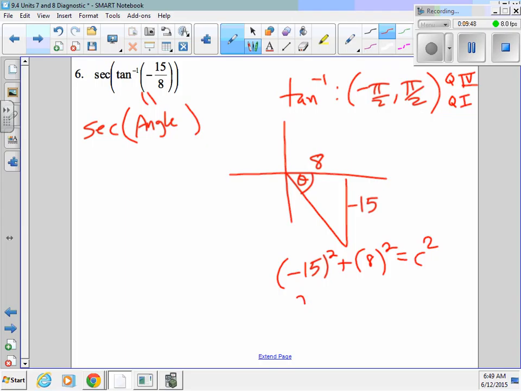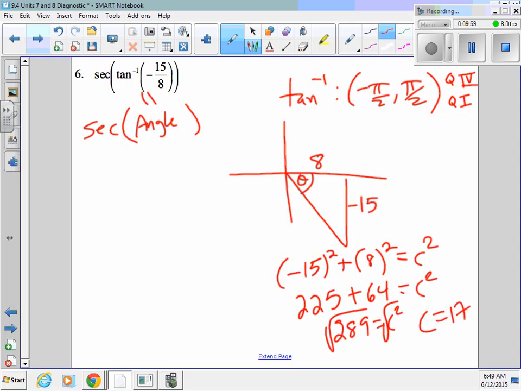So negative 15 squared is 225. 8 squared is 64. 225 and 64 are 289. Take the square root. C is 17. So now I have the secant of the angle. Whoops, I keep writing that. I don't know why, because I can do it right now.